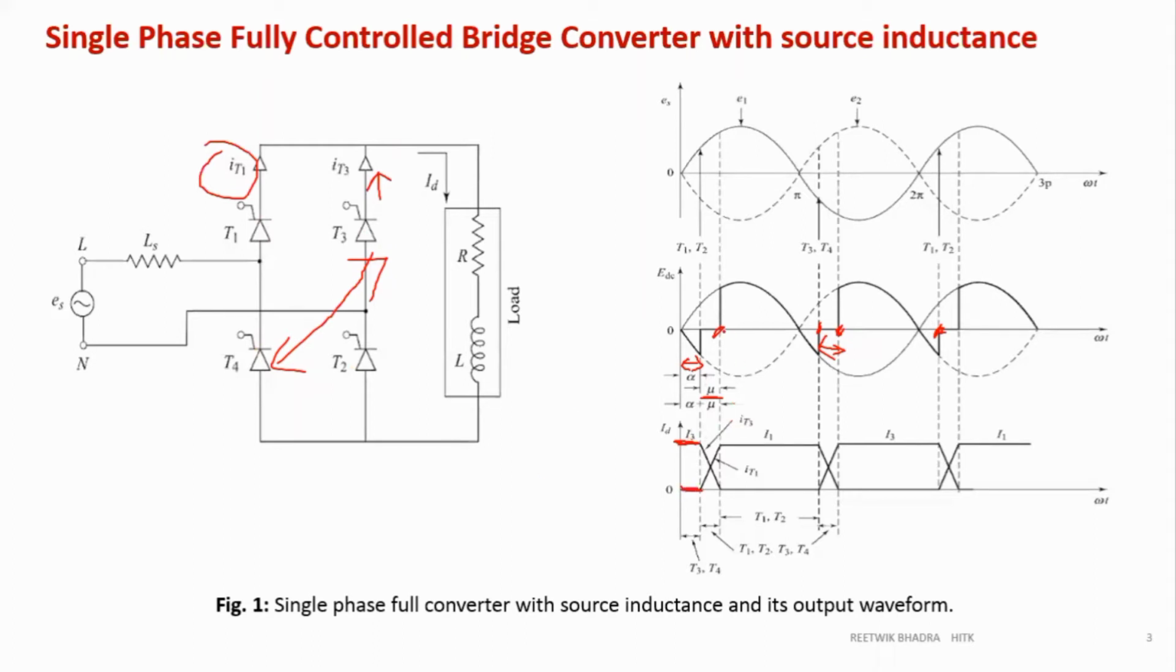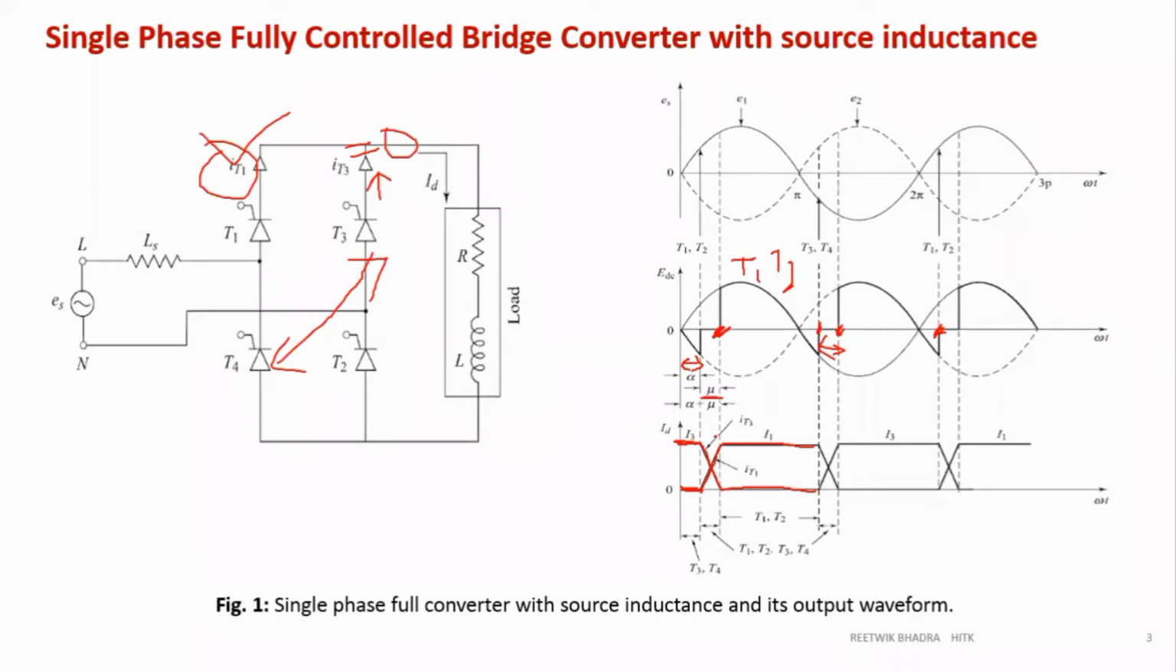Now next, after alpha plus mu, from this period, which thyristors start conducting? T1, T2, right? If T1, T2 start conducting, IT1 will flow. So IT3 at that time will become 0. So IT3, which was high at this point, slowly decreases to this point over here and becomes 0. And IT1, which was 0, increases to the maximum value equal to ID and stays constant until T1 gets turned off, which is at this point. At this point it gets turned off, it takes some finite time to reach 0, so it decreases. And then again this one increases, this one decreases.